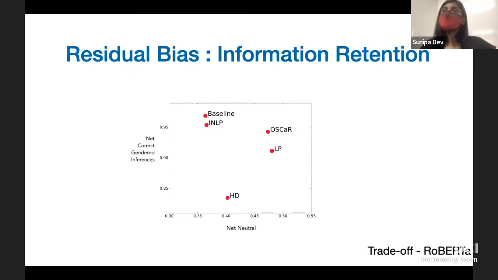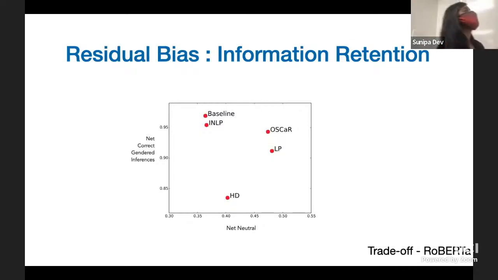So higher the value here, better the debiasing. What we have now is that we can see that linear projection has reduced the most amount of bias, but it has also lost out on a significant amount of information as compared to the baseline, which is without any debiasing. INLP has actually retained a lot of information, but it has also not debiased anything significantly. OSCAR is about optimal, but it also has reduced some amount of information.